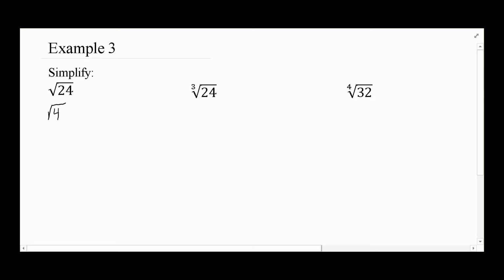4 does divide evenly in, and how many times does 4 go in? It goes in 6 times. So I can break up square root of 24 as square root 4 times square root 6.